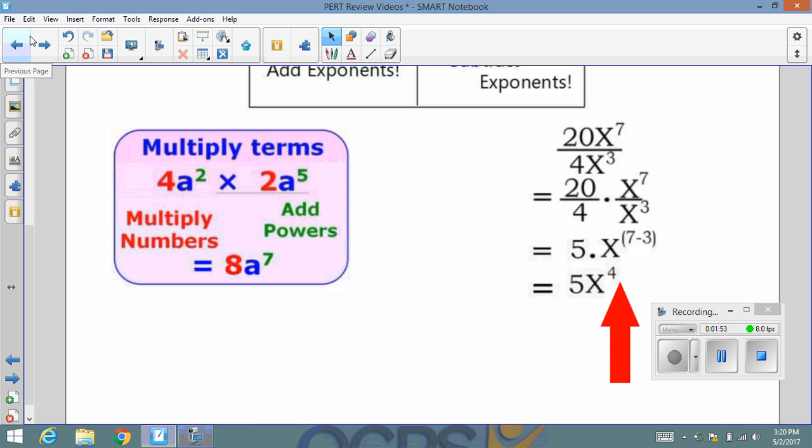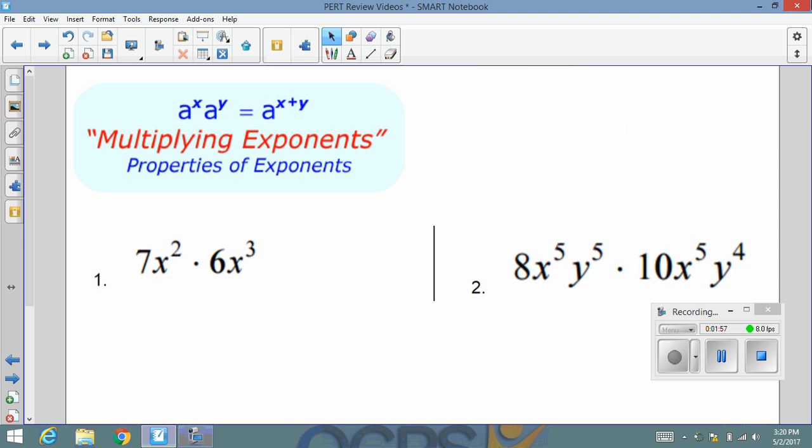Let's take a look at our 4 examples, our first 4 problems from our 4 square. So the first 2 are going to be using multiplication. I know I'm using multiplication because there's no division sign and there's no fraction bar. So of course it's multiplication. Now what I'm going to do is first identify my coefficients. So my coefficients here are the 7 and the 6. I'm going to start by multiplying 7 times 6, so 42.